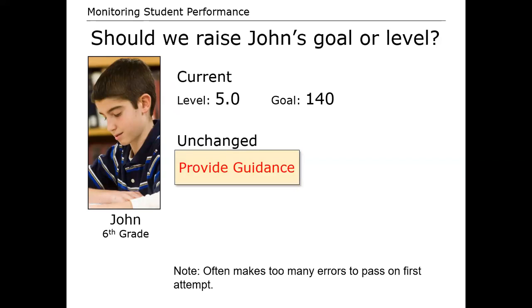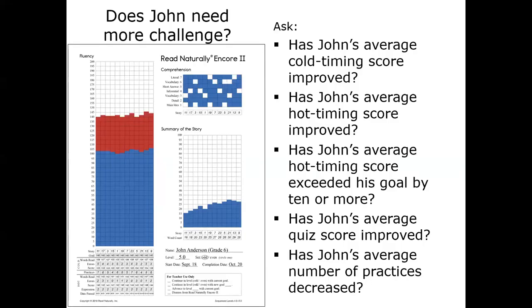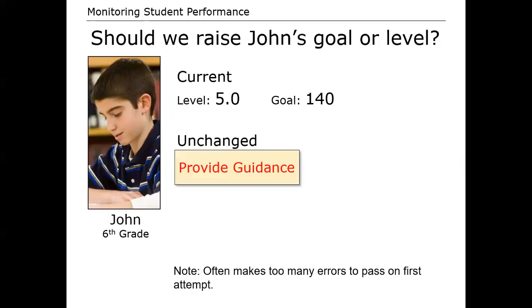Okay. Now, if John had an issue with comprehension, I'm going to pop back here. If you look, John is doing okay on his quiz. He got 2 out of 7, 1 out of 7, and 1 out of 7 wrong on the last 3. So he's doing okay on his quiz. But if he was bombing his quiz, you would need to lower his level.